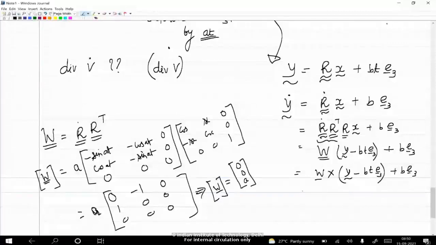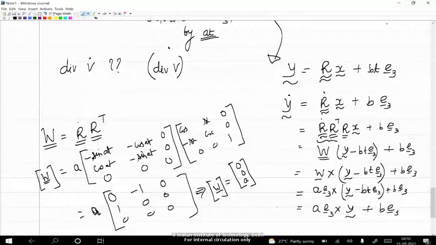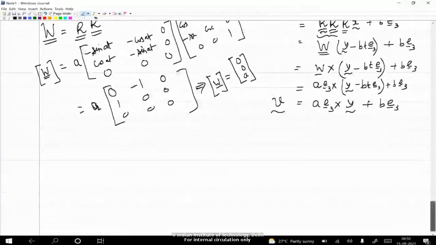So coming back, this W vector is a e3 cross product y minus b e3 plus b e3. So that's simply a e3 cross product y itself plus b e3. So that's your velocity. Now it's written in the Eulerian form.